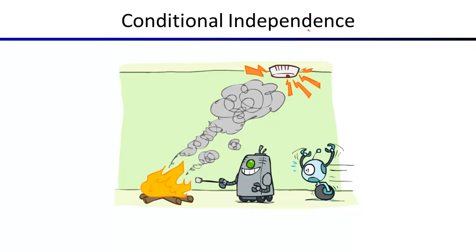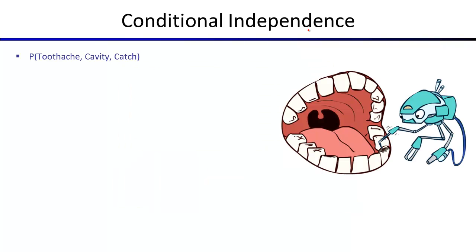So the assumption we're going to make instead of independence is conditional independence. It's a more subtle assumption, and it'll be more readily applicable to real-world problems. Let's start with an example. Our 3 random variables are toothache, cavity, and catch.